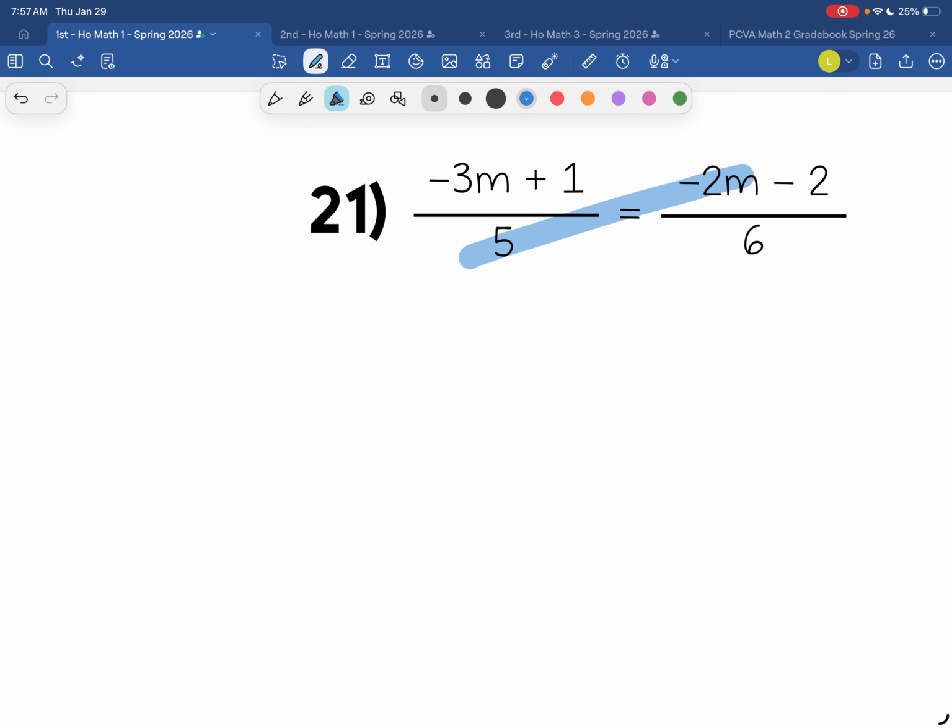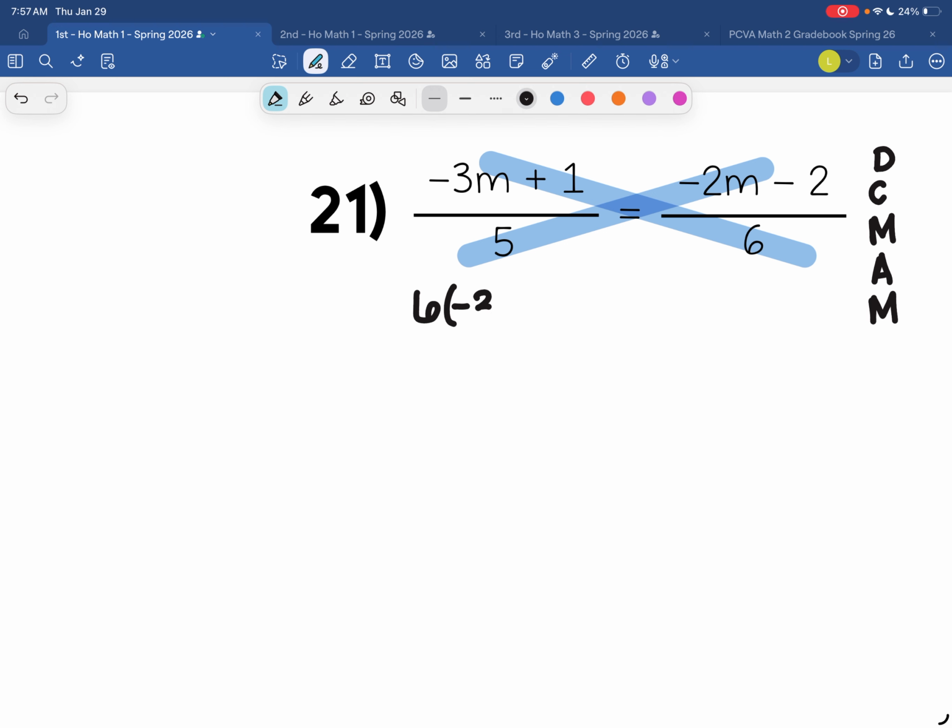We are going to cross multiply the top, the numerator and the denominator on opposite sides. So I'm going to get rid of those fractions by cross multiplication. So we're going to say 6 times negative 3m plus 1, and then we're going to multiply the 5 by negative 2m minus 2. And by cross multiplying, we now have gotten rid of the fractions, and we can start with the distributive property here.